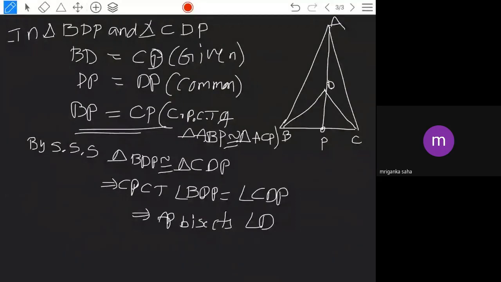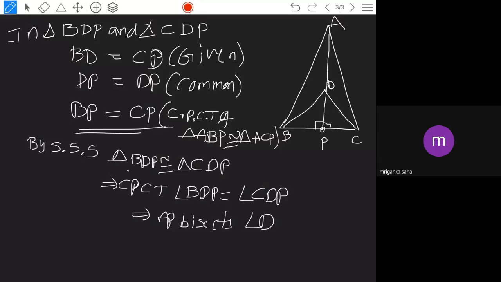Perpendicular bisector is nothing but 90 degrees as well. We have to prove that this angle is 90 degrees. So for that purpose, what you already proved here is that BDP and CDP are congruent. So from that, what can you get? Angle BPD and angle CPD are equal.